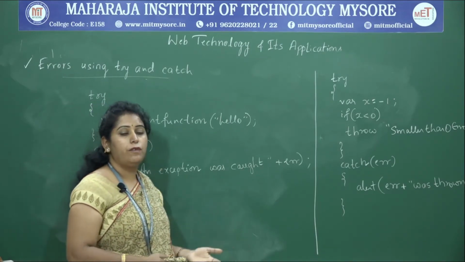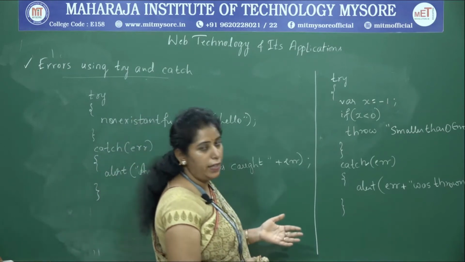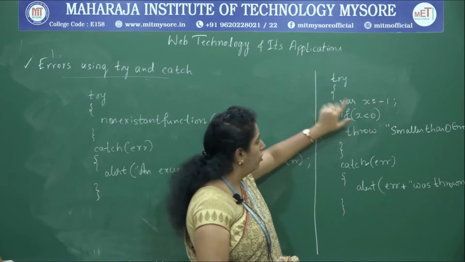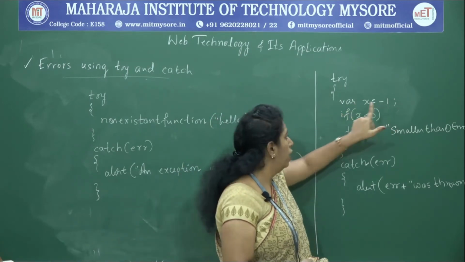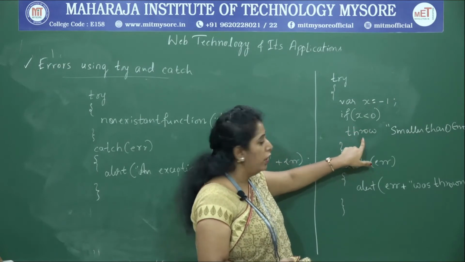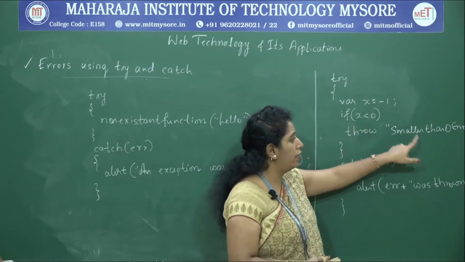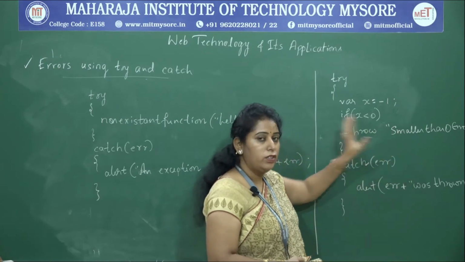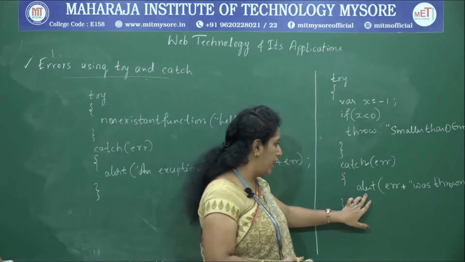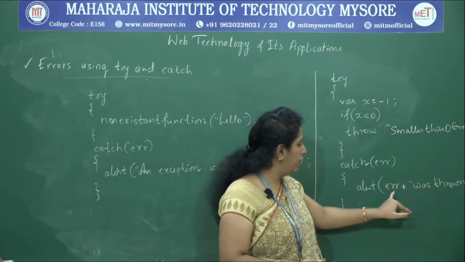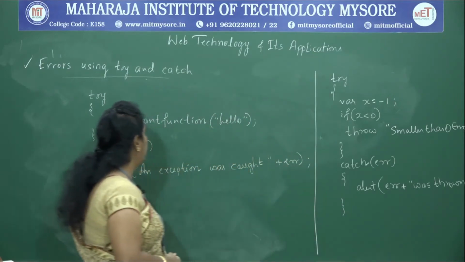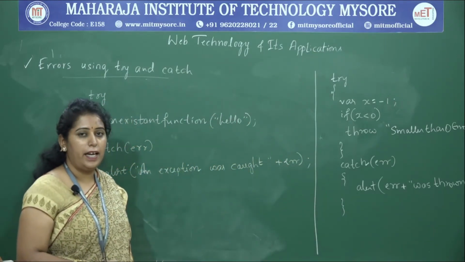We can also define a user defined try and catch block in this way. So what is that? Try for x value minus 1. If the x value is less than 0, what should it throw? It should throw that smaller than 0 is an error. So this is one simple example. Then it goes to catch and it alerts this error was thrown. Okay, so this is one example of illustrating try and catch.